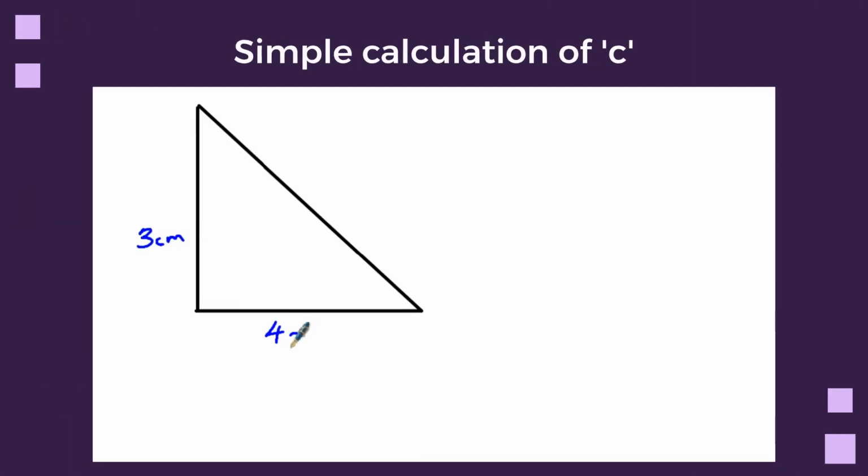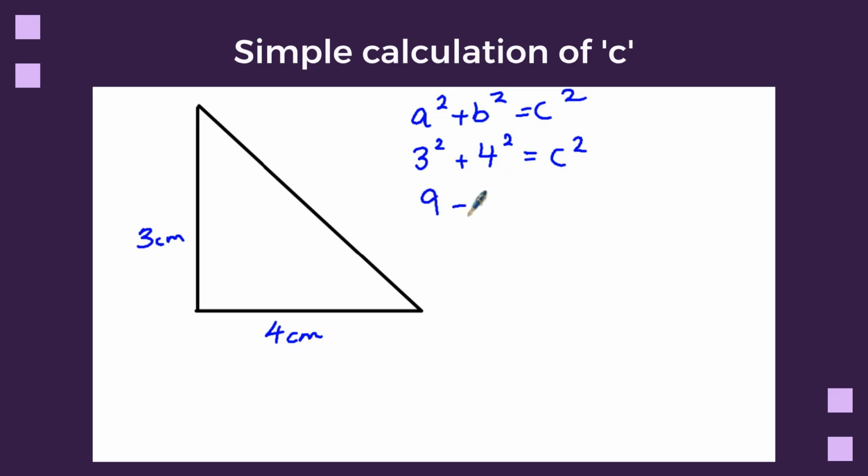In this example, if side A is 3 units and side B is 4 units, what is C? To find C, you must substitute 3 and 4 into the formula a squared plus b squared equals c squared. 3 squared is 9, and 4 squared is 16. The sum is 25. Remember to take the square root of the sum. The hypotenuse is 5 centimeters.